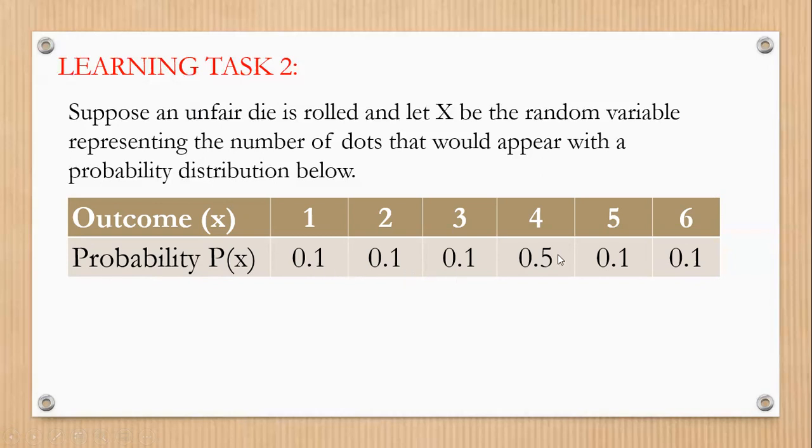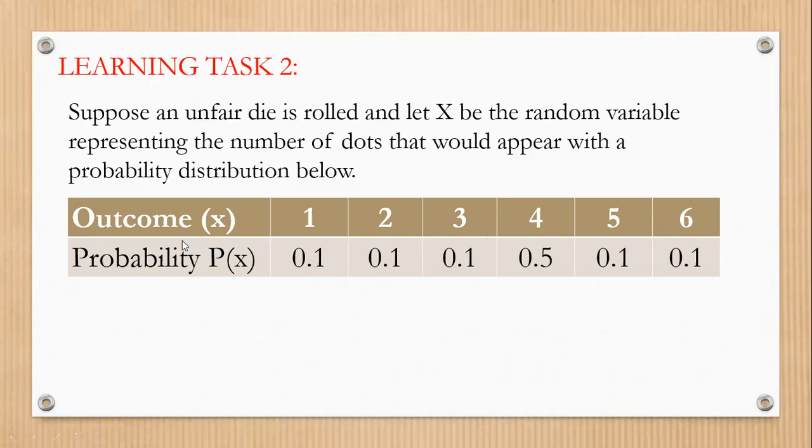So remember, one of the properties of probability is that the probability of anything must always be equal to 1. So if you add these probabilities, 0.1 plus 0.1 plus 0.1 plus 0.5 plus 0.1 plus 0.6, it is of course exactly equal to 1. So not less than 1, and not greater than 1, exactly equal to 1.